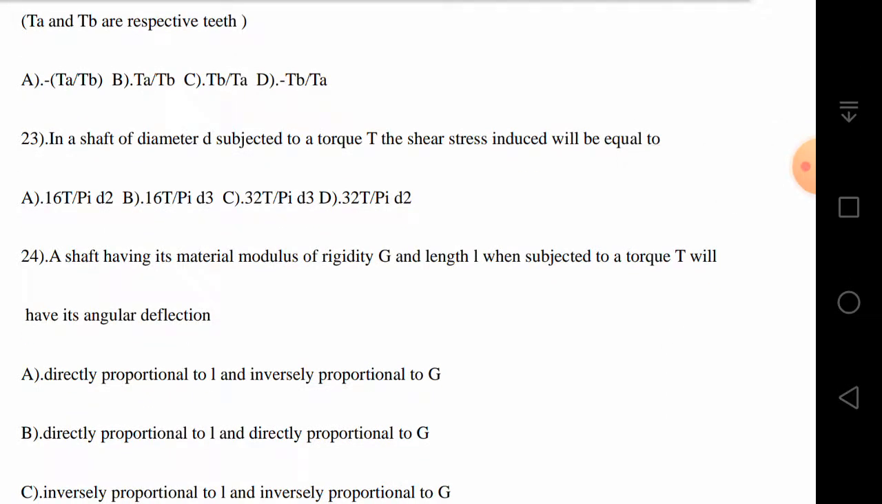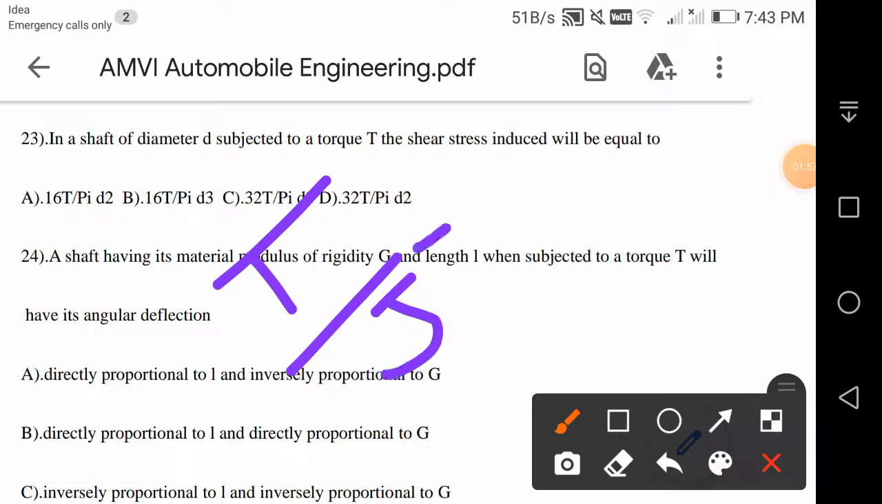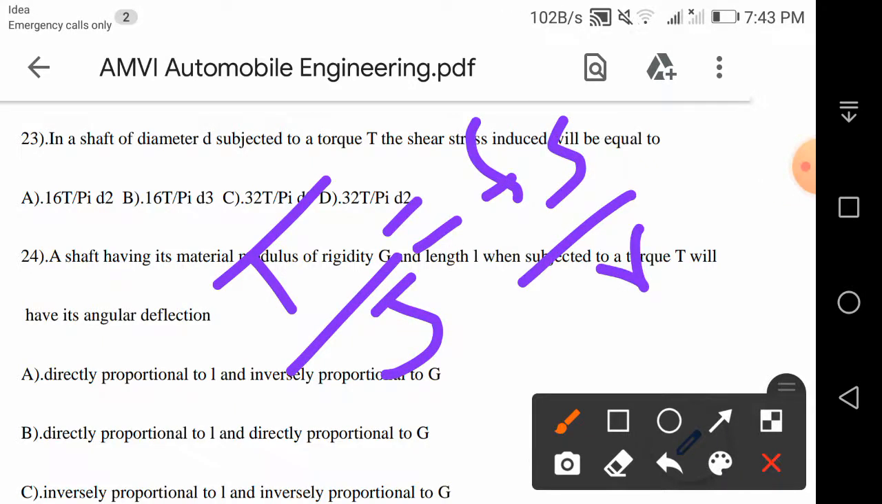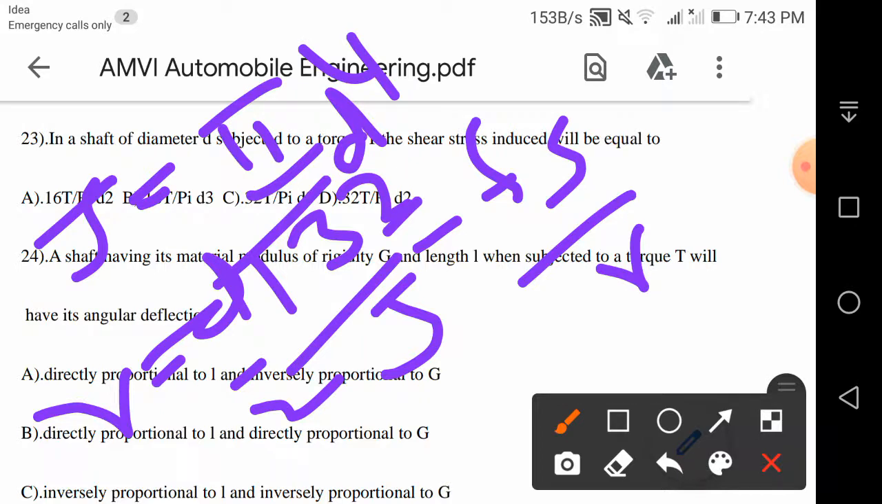Next question. In a shaft of diameter D subjected to a torque T, the shear stress induced will be equal to, we know that it is, so how will we get this equation? We will get the equation from T by J is equal to Fs by R. Okay, so R is equal to D by 2, right? So J is equal to pi by 32 D to the power of 4. What is J here? It is the polar moment of inertia. It is double the moment of inertia about the x axis or y axis, because here the circular object is a symmetrical object for which Ixx and Iyy will both be the same.